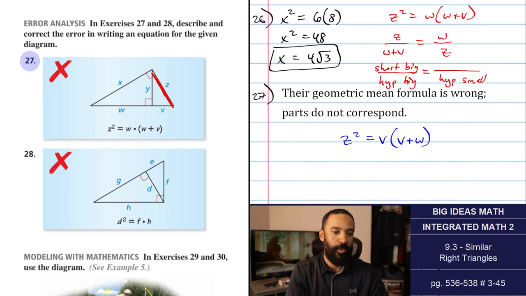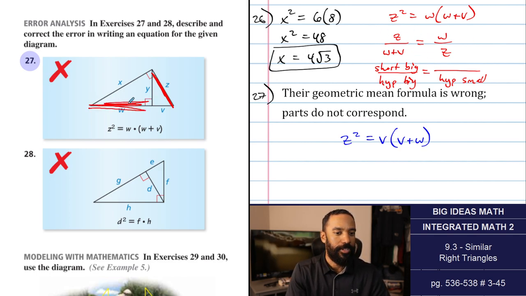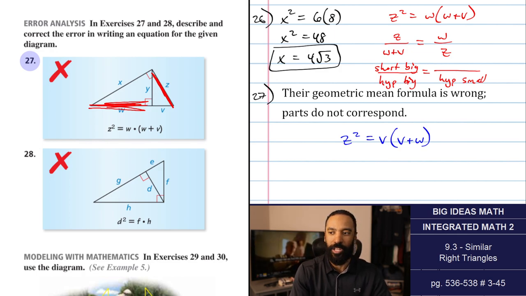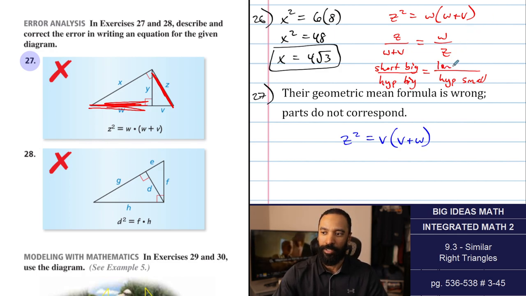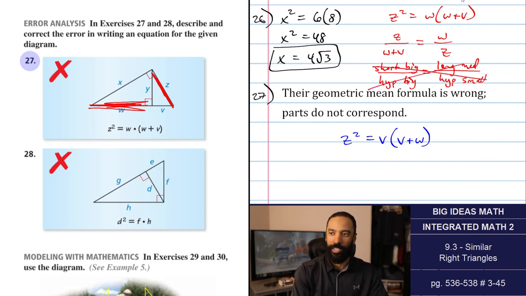But what does w represent? W does not represent the short leg of the small triangle. It represents the long leg of the medium triangle. Long leg of medium. This does not correspond. That does not work out.